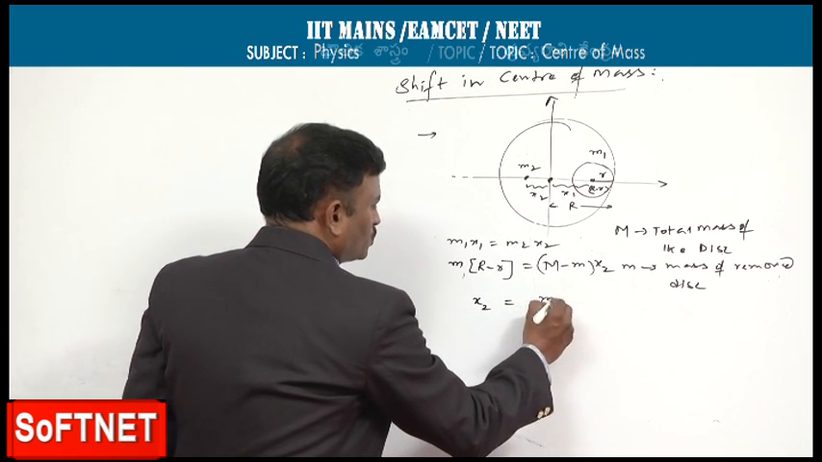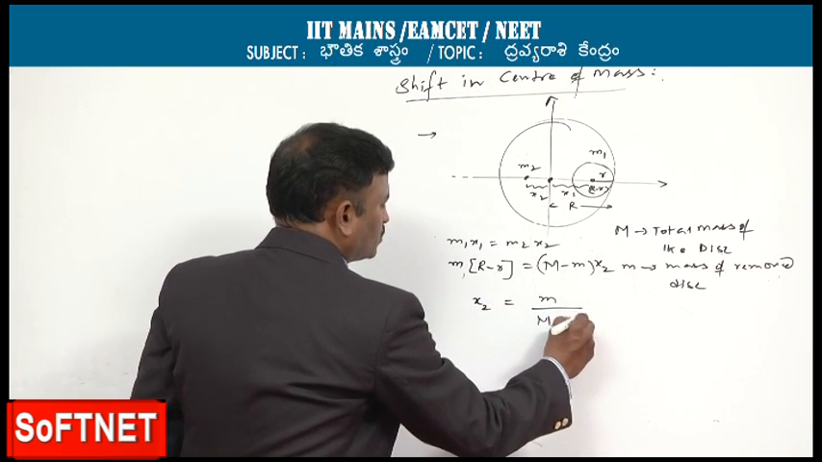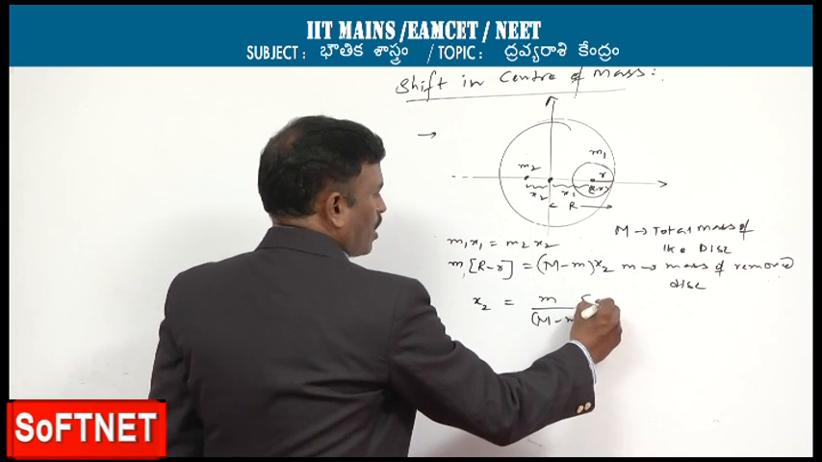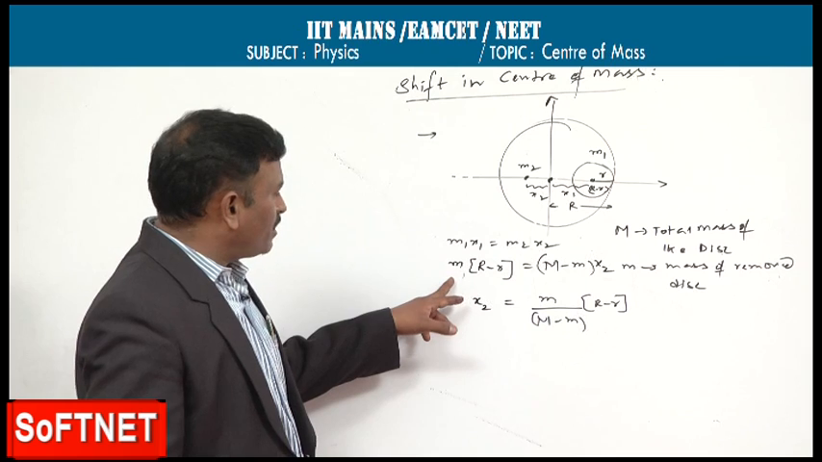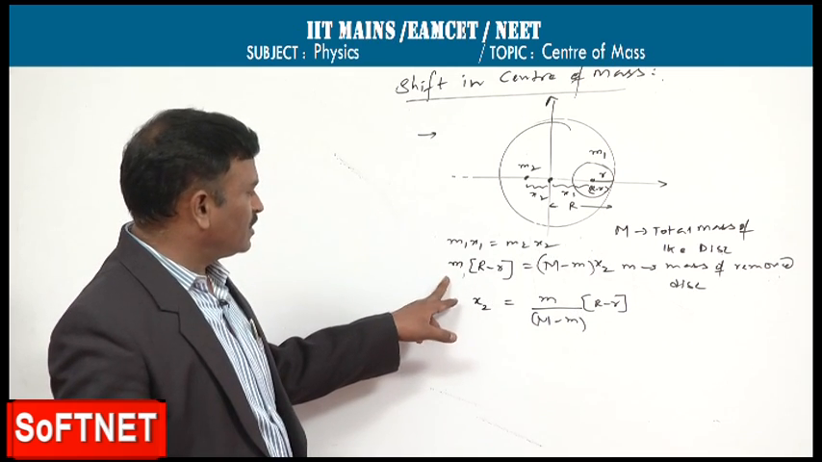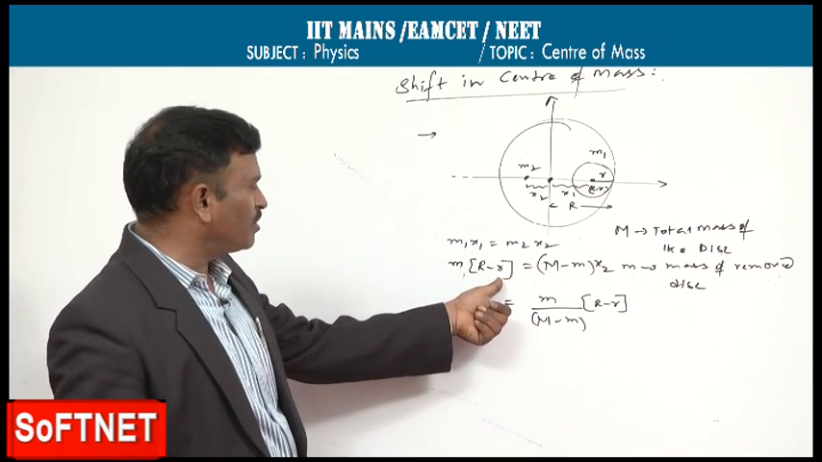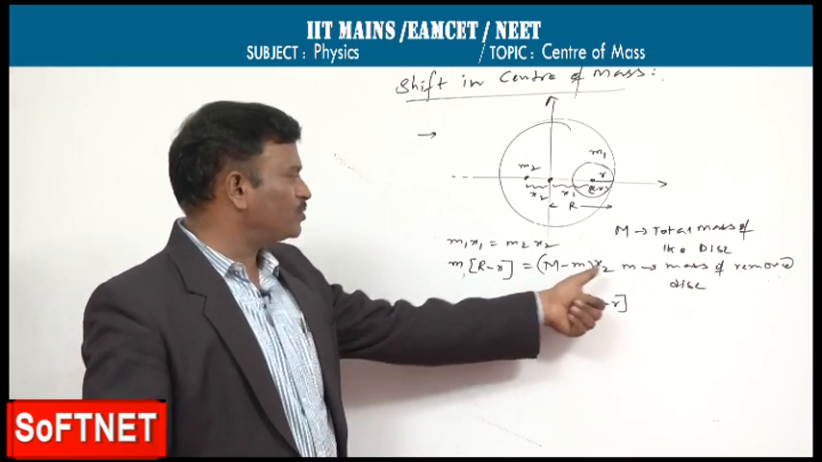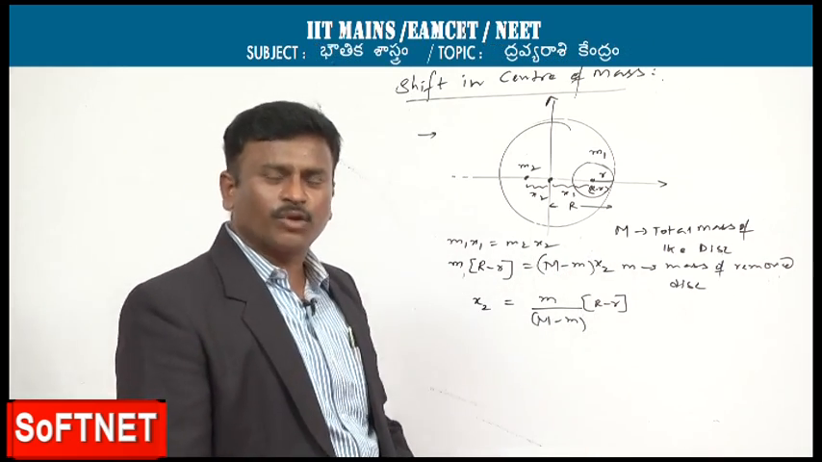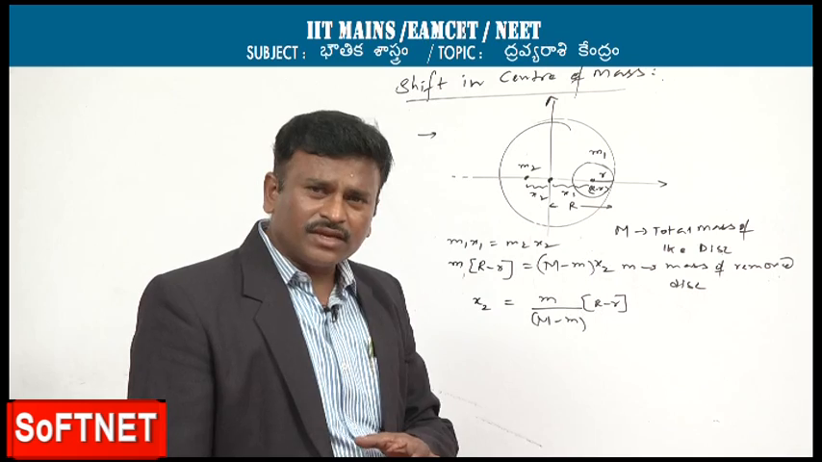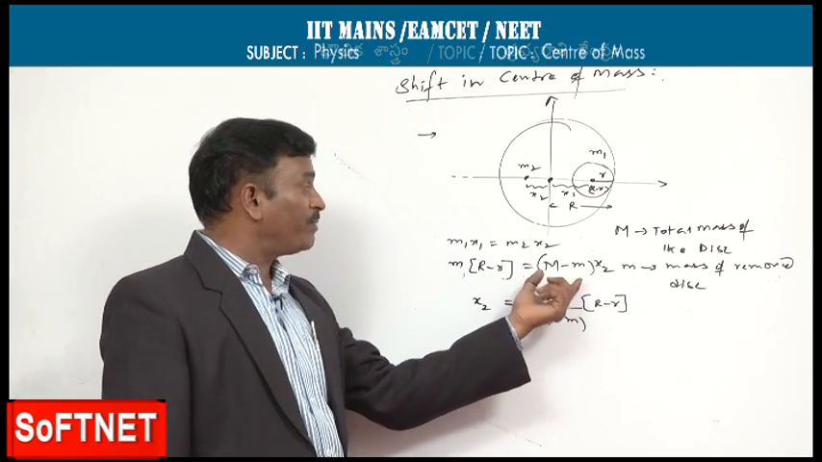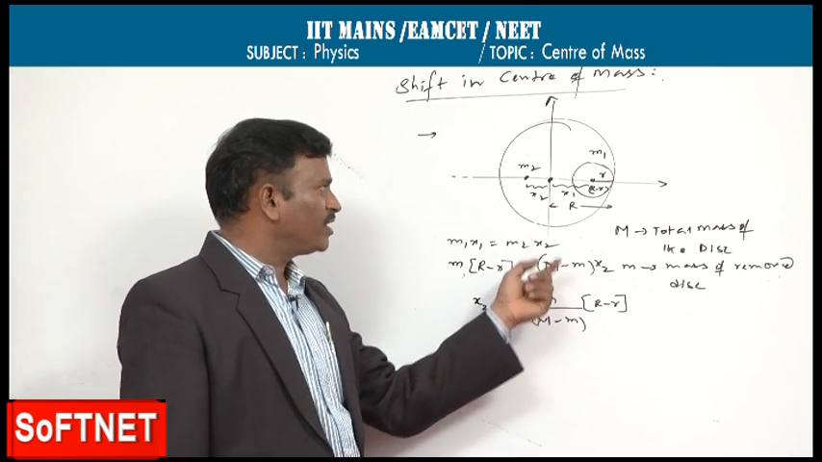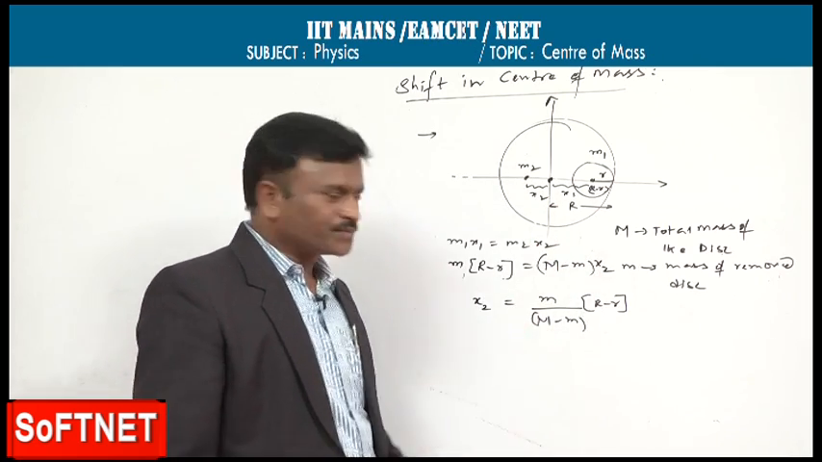x2 is equal to small m by capital M minus small m, into capital R minus small r. So this we can remember as a shortcut: removed mass into its position is equal to remaining mass into its position. That is the concept for the problems. Removed mass is m, its position is capital R minus small r, equal to the remaining mass, capital M minus small m, that is m2, into x2.